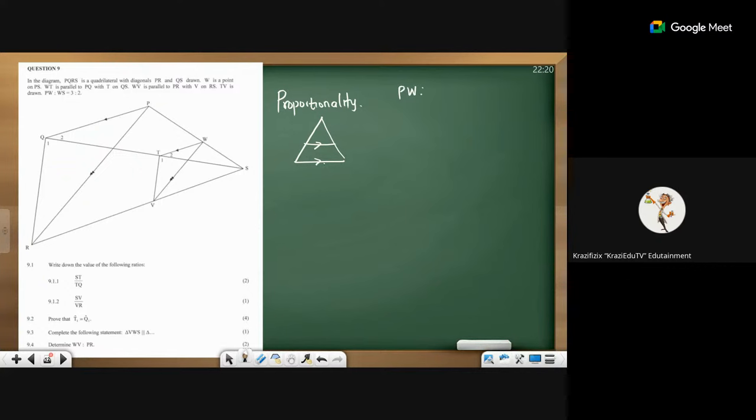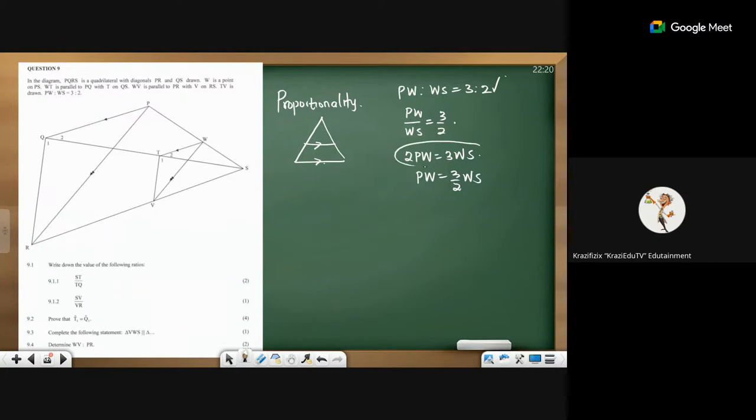Now, watch this. There are different ways of writing this ratio. An examiner can say PW over WS is 3/2. An examiner can say 2PW is 3WS. They are saying the same thing. Examiners can say all those things. Your job is to make sure you rewrite it as a ratio.